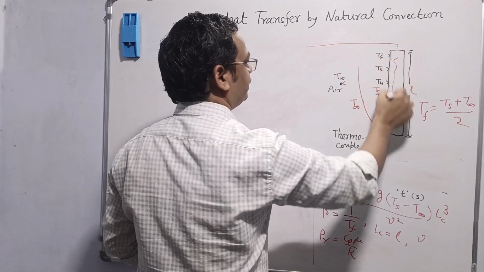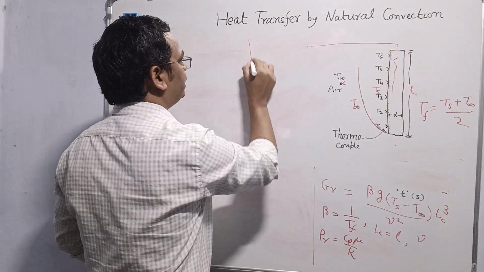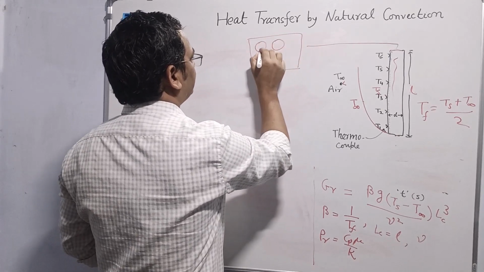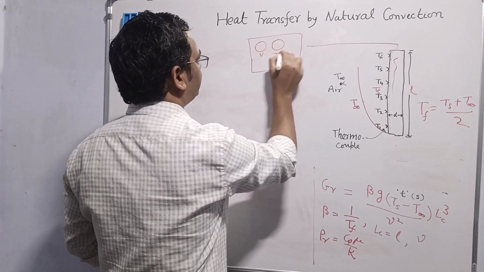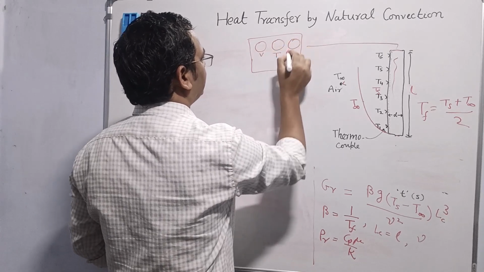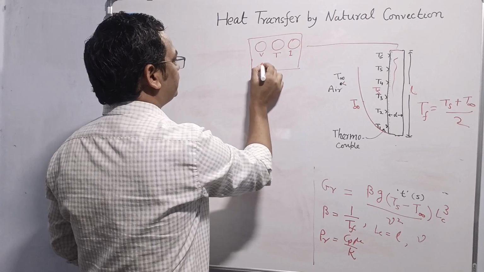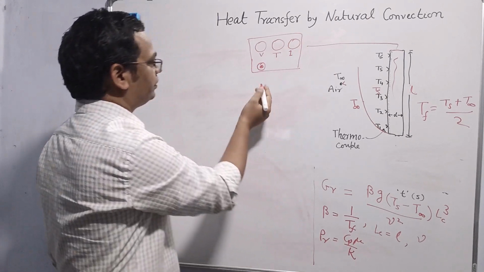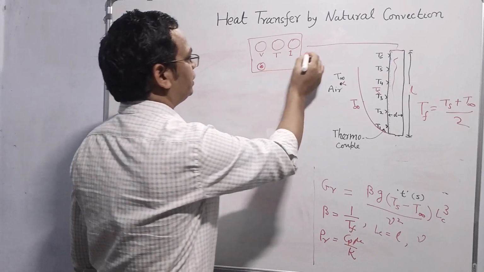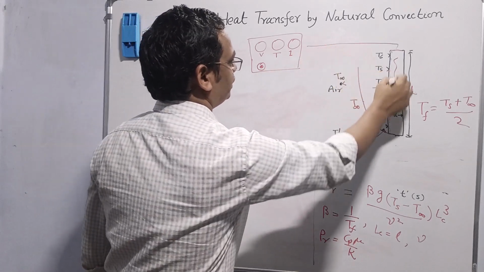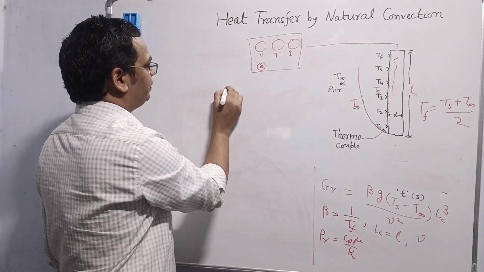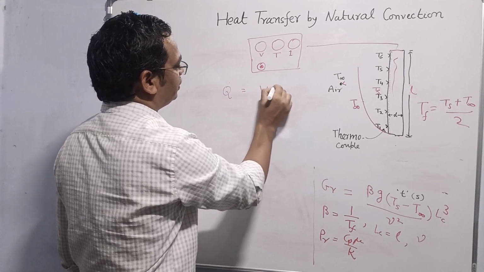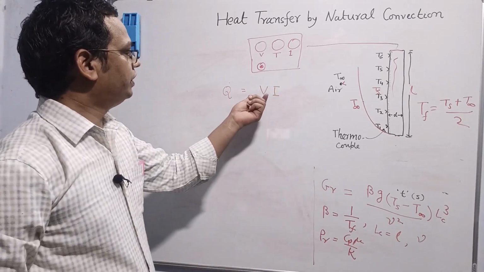Inside that heater is there, and here we will have a board with a voltage indicator, temperature indicator, and ammeter. For example, we are using such kind of setup. So in that case, we can find the heat input from here, Q, rate of heat transfer. That will be VI, voltage and current.